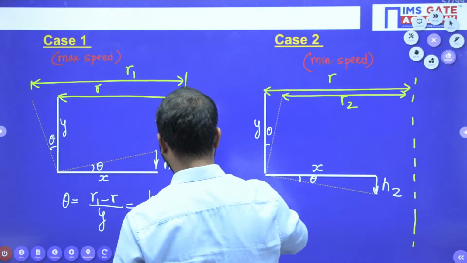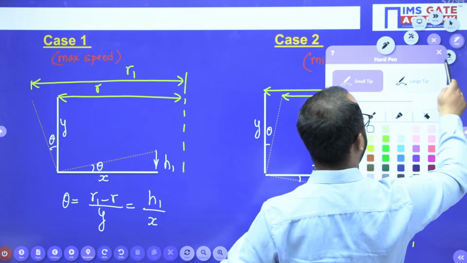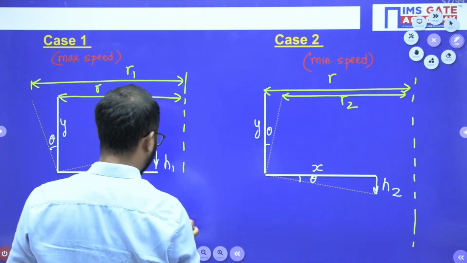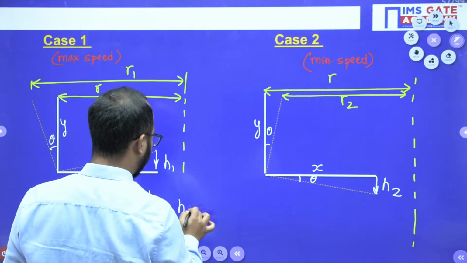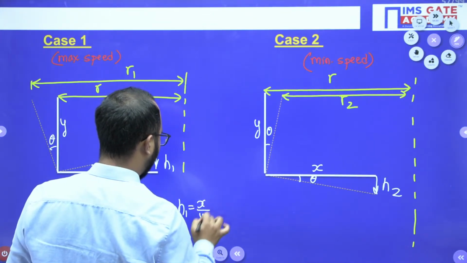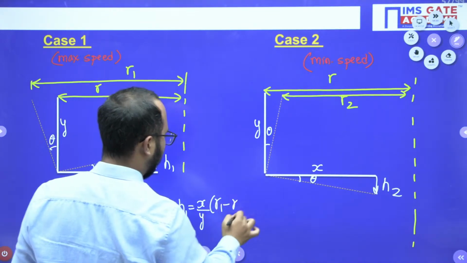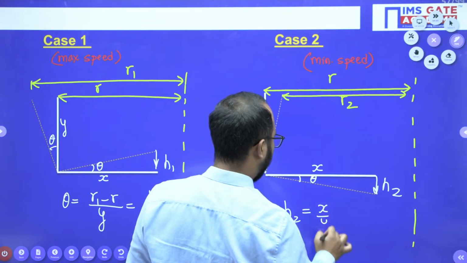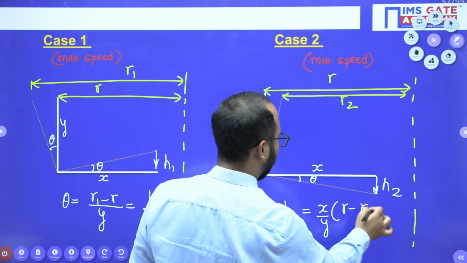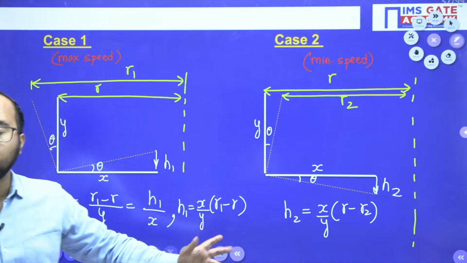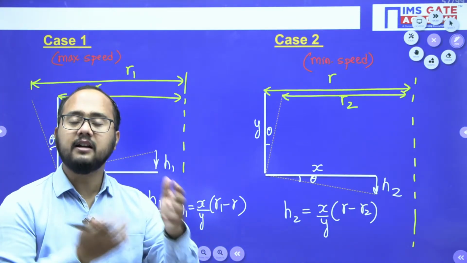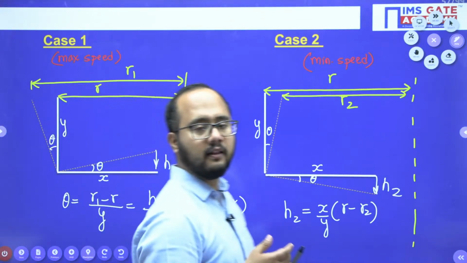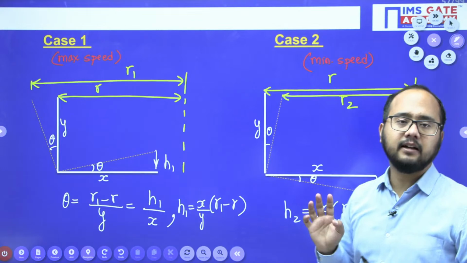So actually why I am writing here, so that you will be able to understand how to calculate the lift. Okay. So actually I will write here H1 value as X by Y into R1 minus R. And in this case directly I am writing H2. It will be again X by Y into R minus R2. Now if I add H1 and H2, I will get what? I will get the displacement, or better to say, the lift of the sleeve.